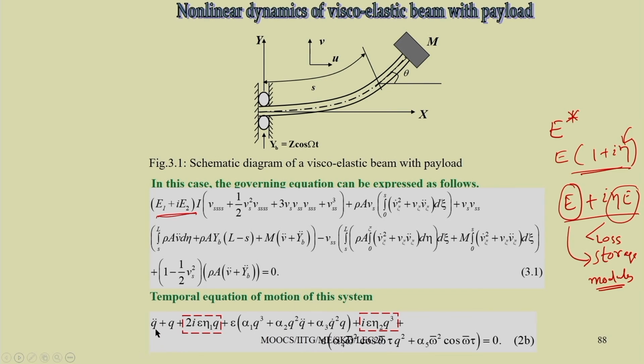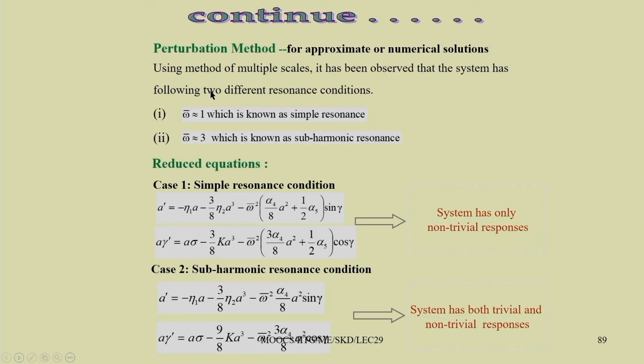So, now the equation becomes q double dot plus q plus 2 i epsilon eta 1 q plus epsilon alpha 1 q cube, alpha 2 q square q double dot, plus alpha 3 q dot square q, plus i epsilon eta 2 q cube. So, plus this nonlinear term, and then the direct forcing and parametric forcing terms are there. So, we can use the perturbation method for analysis.